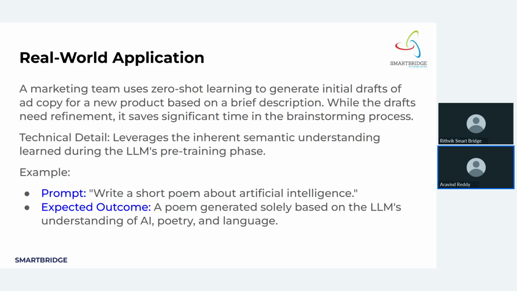Marketing uses zero shot learning to generate an initial draft of ad copy for a new product based on a brief description. While the drafts need refinement, it saves significant time in the brainstorming process, right? That is the thing we have discussed. Technical detail: it leverages the inherent semantic understanding learned during the LLM pre-training phase. For example, write a short poem about artificial intelligence. Expected outcome: a poem generated by the LLM, which understands AI, poetry, and language. So let's see that.